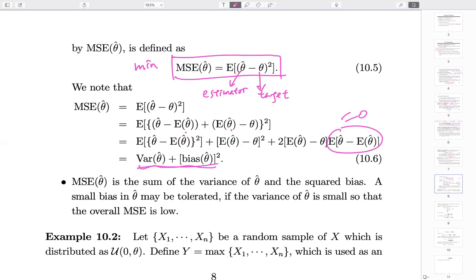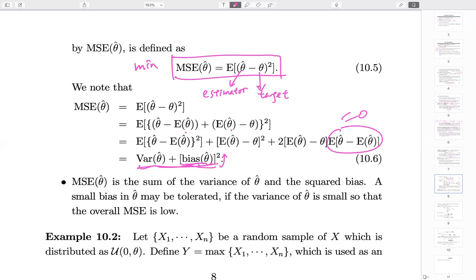Of course, as we can tell from 10.6, bias equals 0 is a good thing. That's why unbiased is good, right? Because that means the second term is 0. But when the second term is 0, variance is likely to be high. So their summation may be high as well. So that's probably not good, right? That's why sometimes we are willing to sacrifice a little on bias.